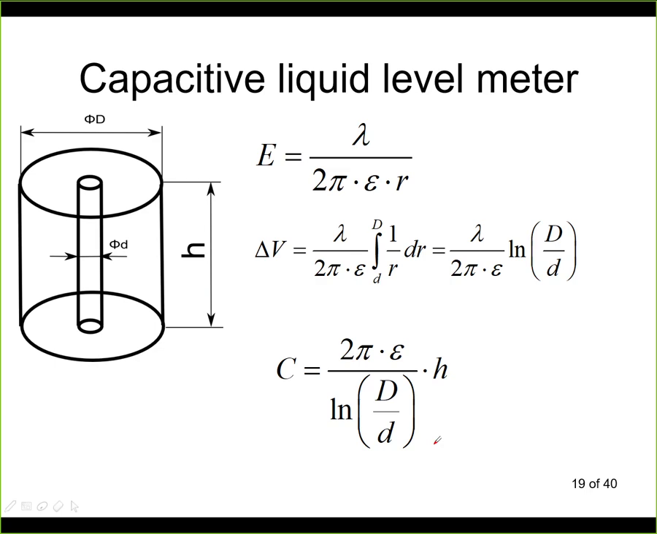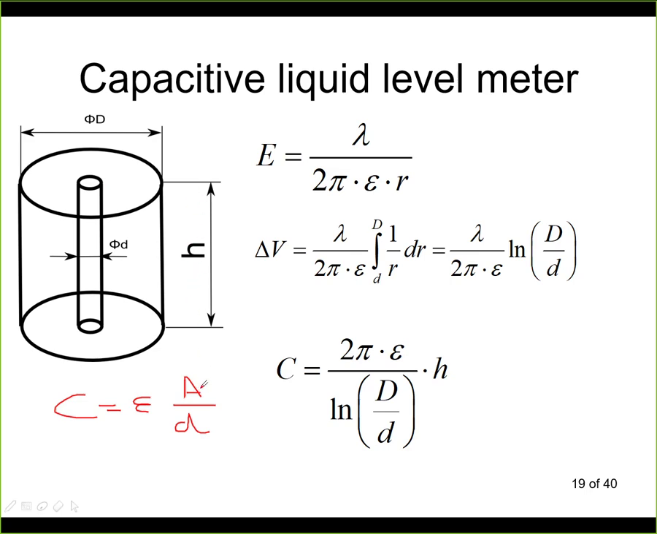But what is important here is this final result. In this result we see that it has the same or similar structure as the previous equation. Now the previous equation was C is equal to epsilon times A over distance. Now in case of a cylindrical capacitor, we have the area given by the height here. That's what we want to measure.